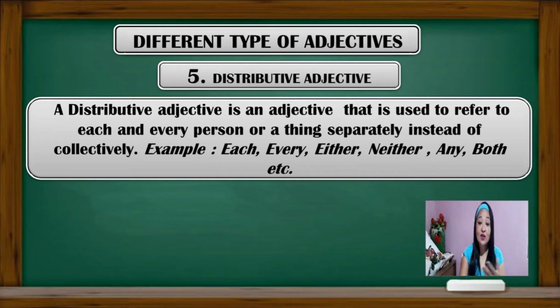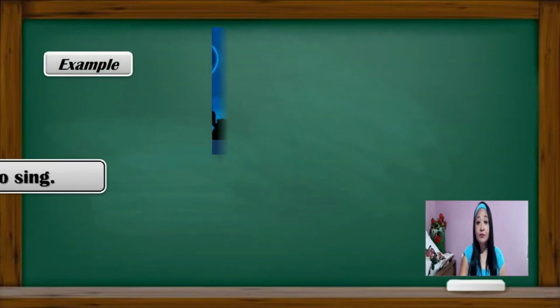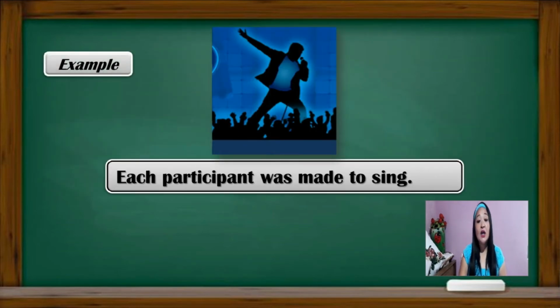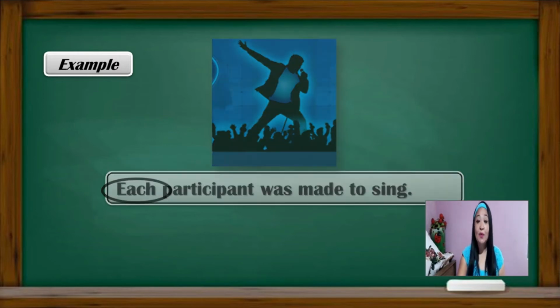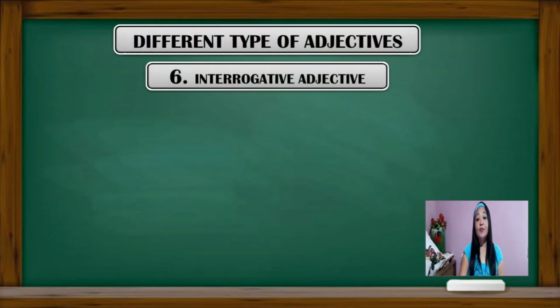Let's try to understand this with the help of an example. Now you can see the example that runs on your screen, and that is, each participant was made to sing. So what is an adjective in this sentence? It is each. What kind of adjective is this? This is a distributive adjective.